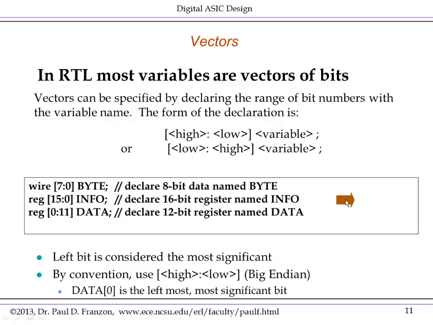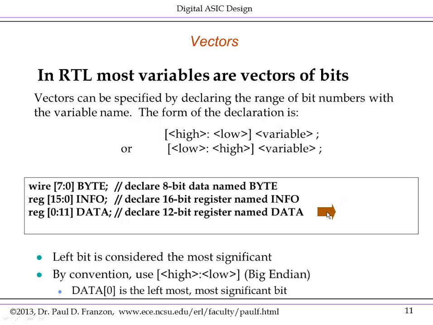So here's some examples. wire [7:0] byte is declaring an 8-bit wire called byte. reg [15:0] info is declaring a 16-bit register called info. Of course, reg means that it's assigned in a procedural block, not necessarily the output of flip-flops. And wire means it's assigned using continuous assignment, or it's the output of a module.